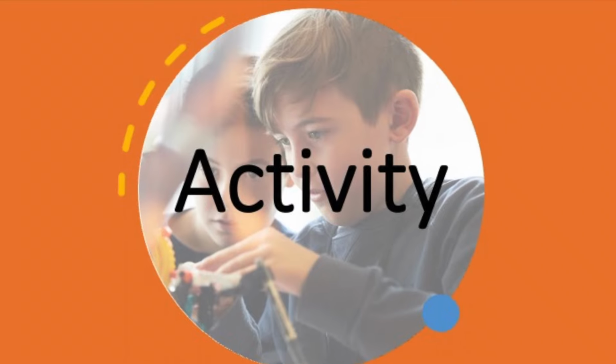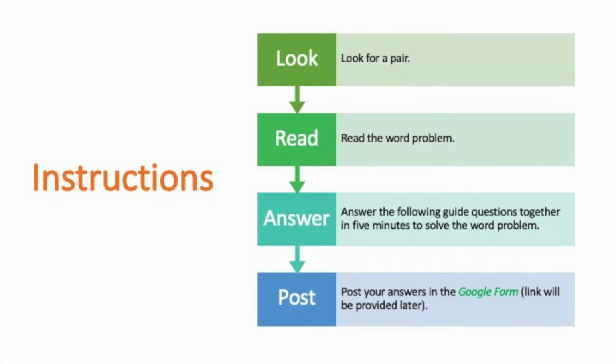Now, let's have our activity. For instructions, look, read, answer, and post. Look for a pair, read the word problem, answer the following guide questions together with your pair in 5 minutes, and post your answers in the Google form. So, please check the description box below to see the Google form links.